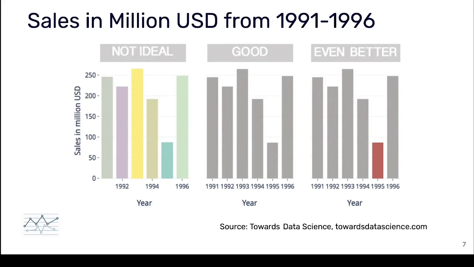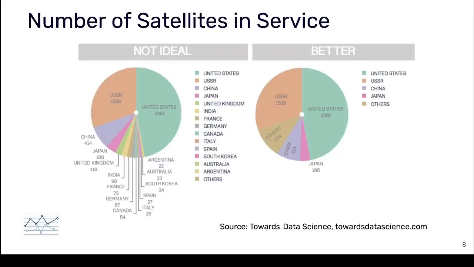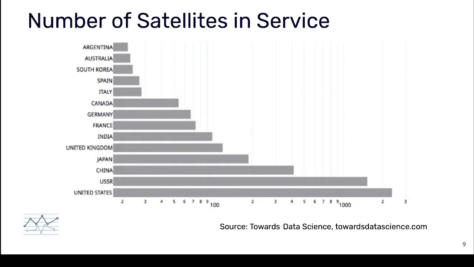The red color is used to draw attention to unusually low sales in 1995. Here, the number of satellites in service of top 15 nations are shown. Next, we can also see the number of satellites in service of top 15 nations.